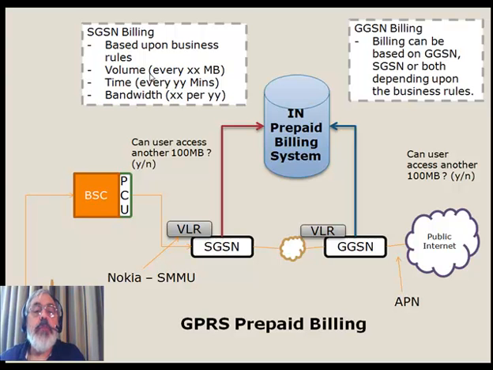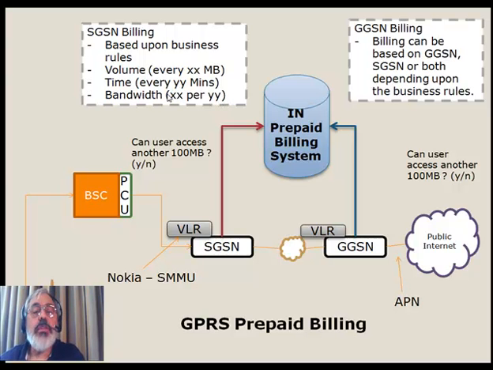They can be billed by volume, which is quoted by a certain number of megabytes, time, a certain number of minutes, or bandwidth, which will be a certain amount of volume per a certain amount of time. So I may be authorized for 500 megabytes of data. I may be authorized to run for 1 day, or I may be authorized to get 256 kilobytes per second.